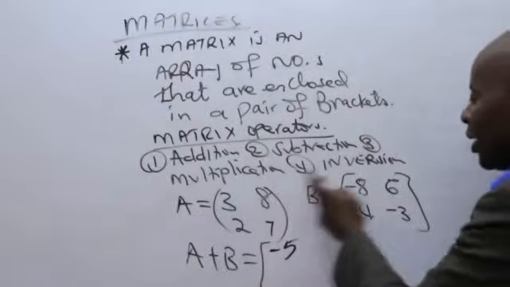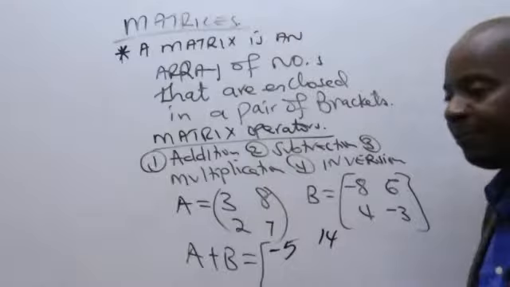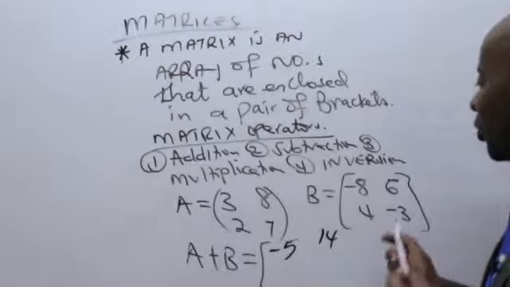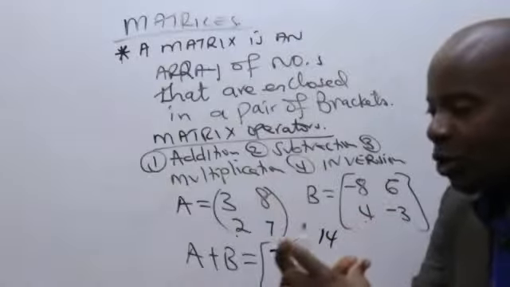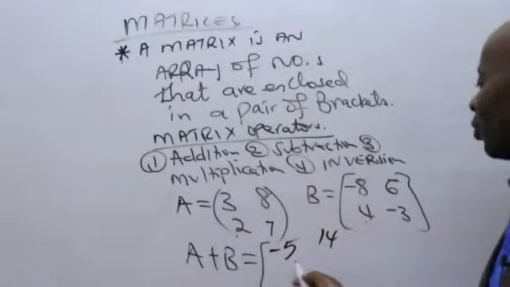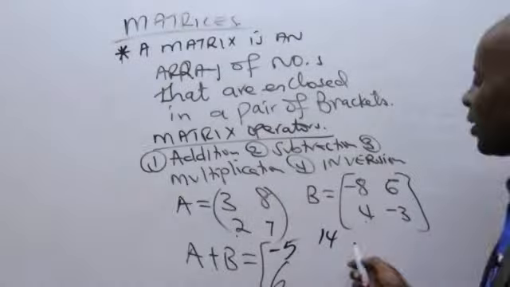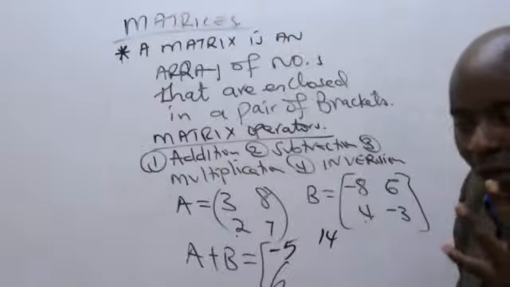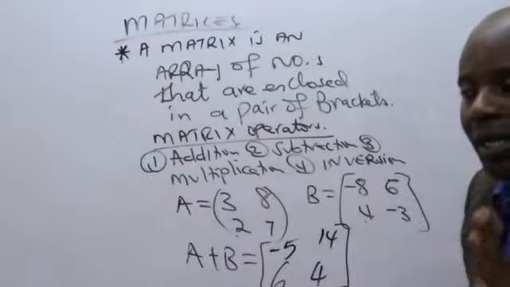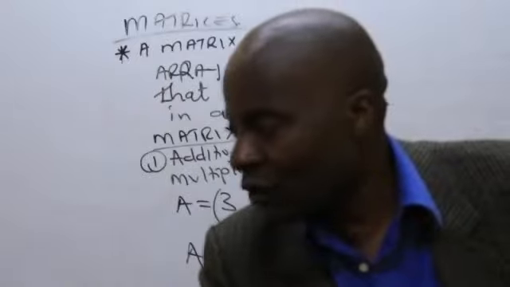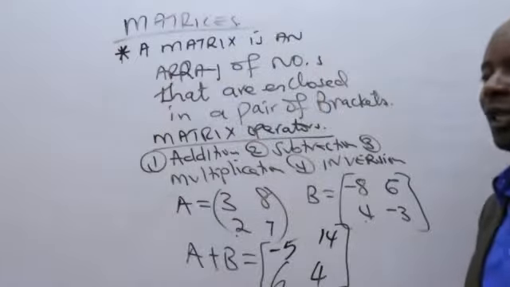And then we have the second elements that are corresponding. So we have 8 plus 6 giving us what here? 14. And then we have the third element. So we have 2 and 4. When you consolidate them together through addition, 2 plus 4 will give us 6. And then we have 7 plus -3, that gives us 4. And that is it as pertains to addition of matrices. So addition of matrices really is not a tough thing.